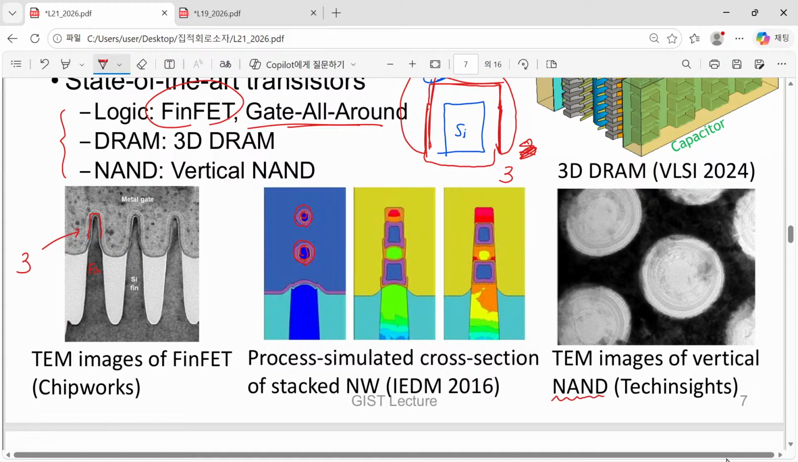And this is NAND flash memory, and you can see that this one corresponds to the silicon, and inside it we actually have silicon dioxide. So this is usually called a macaroni structure. Pasta, one of your favorite pastas, macaroni, has an empty space, and only silicon covers the outer part of this circle, and it is covered by this gate. So this is also a gate all around transistor.